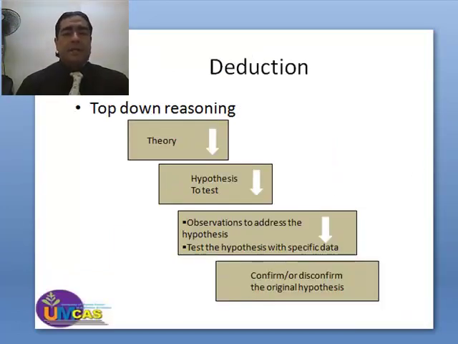In deduction, it is the opposite. We begin with the theory. Then we come to a hypothesis to test. The third step is observations to address the hypothesis, testing the hypothesis with specific data, and finally, we will be able to confirm or disconfirm the original hypothesis.